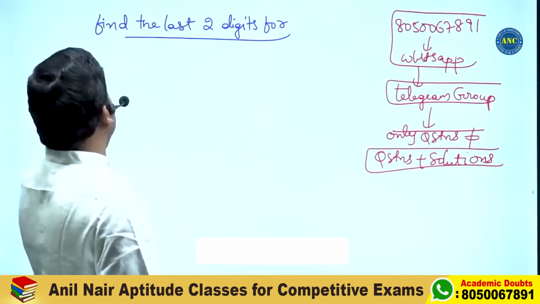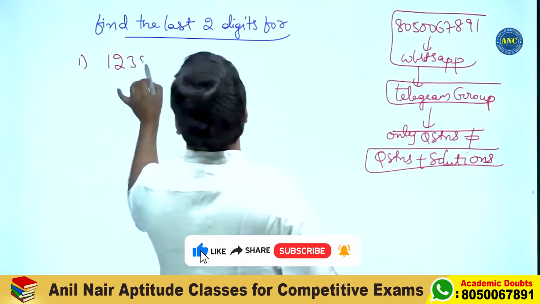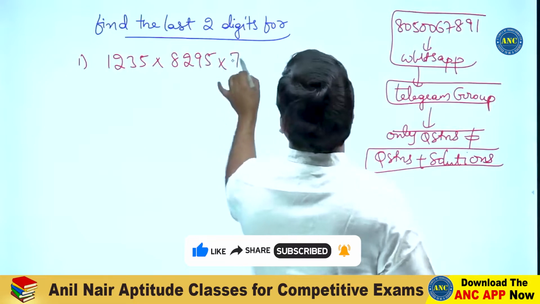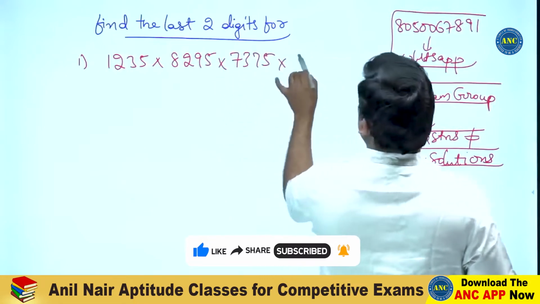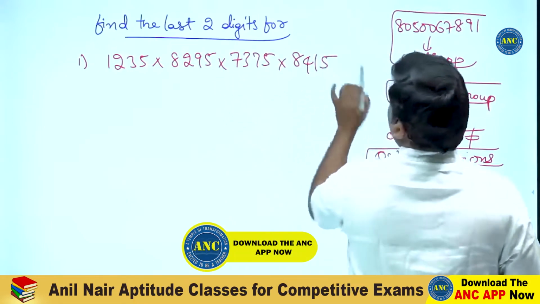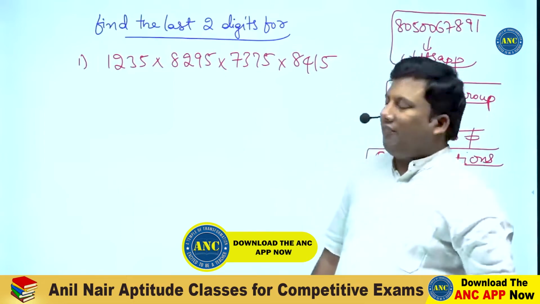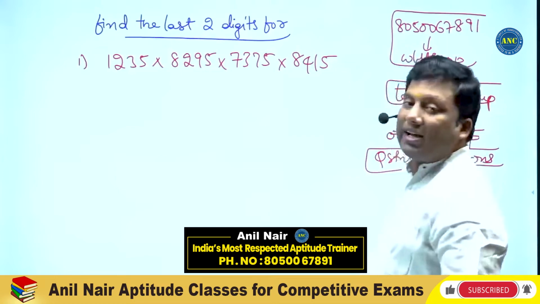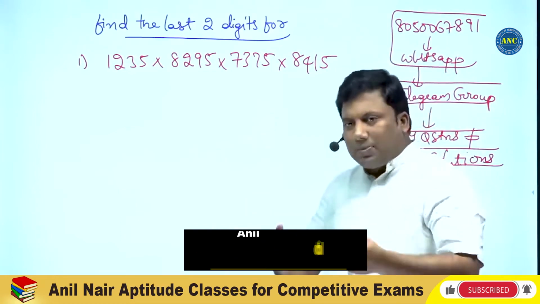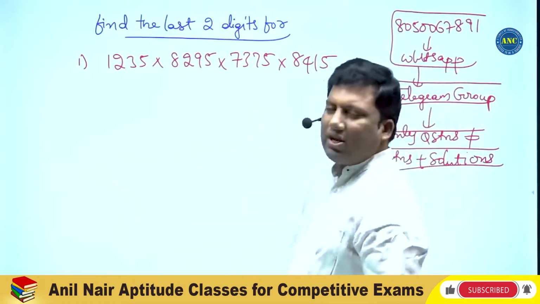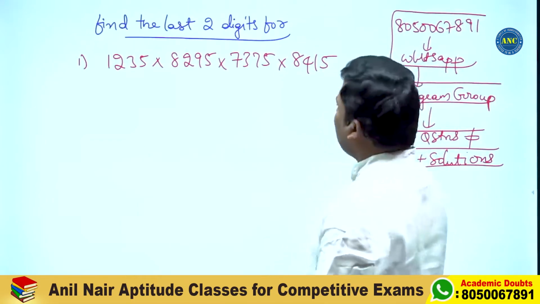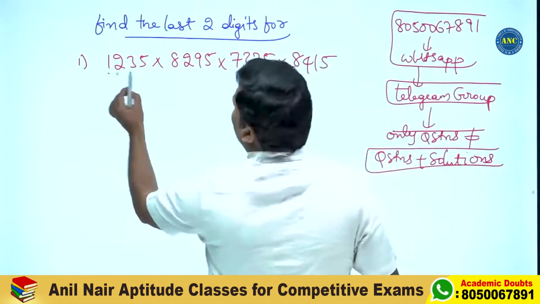Find the last two digits for the first question: 1235 into 8295 into 7375 into 8415. I felt that I discussed only one example related to that concept. Students need more and more examples.